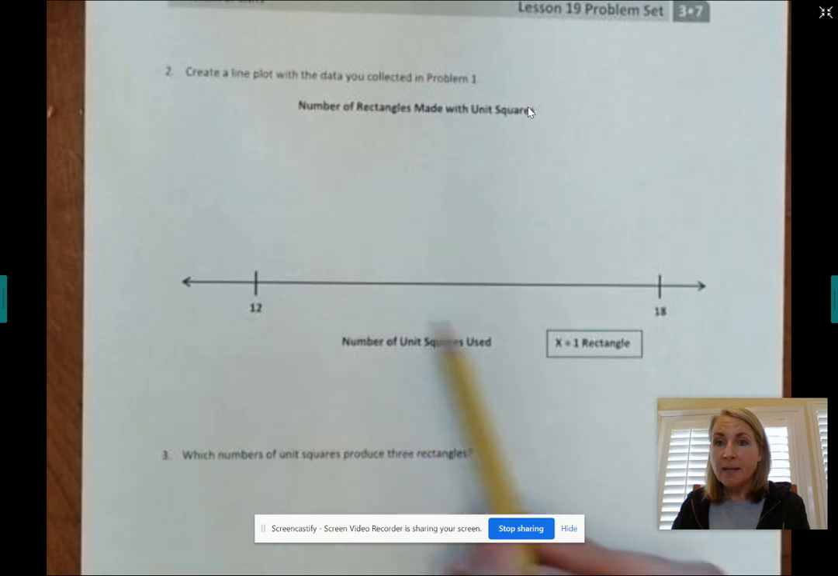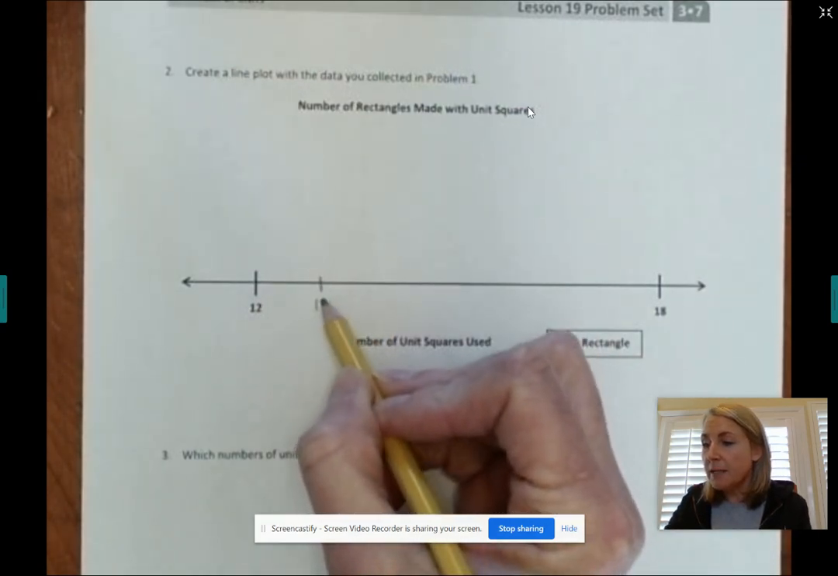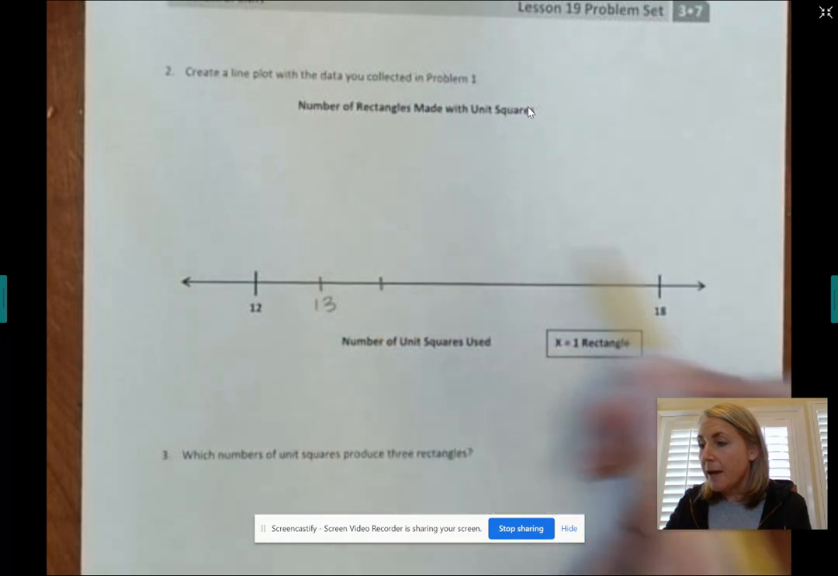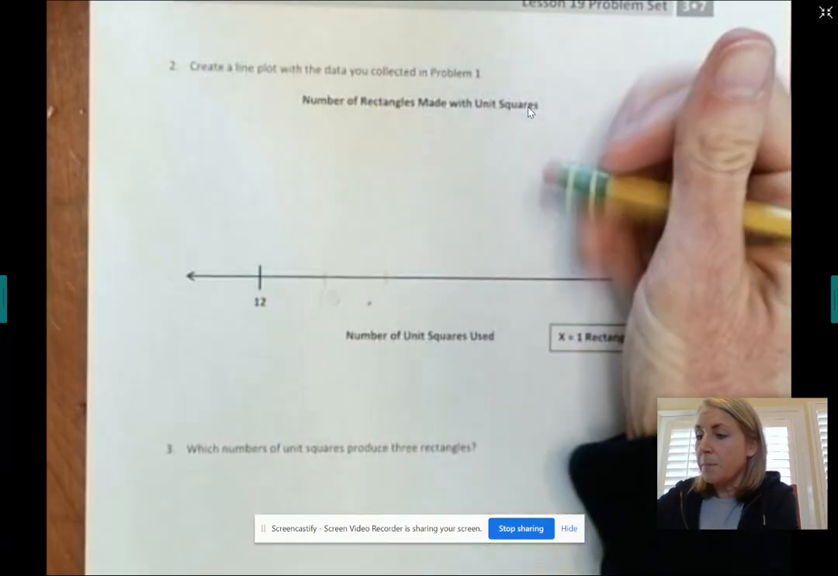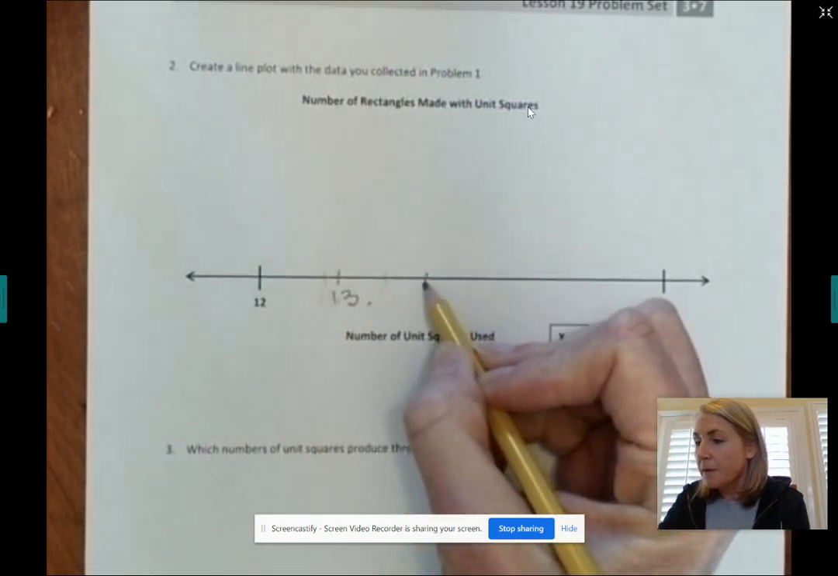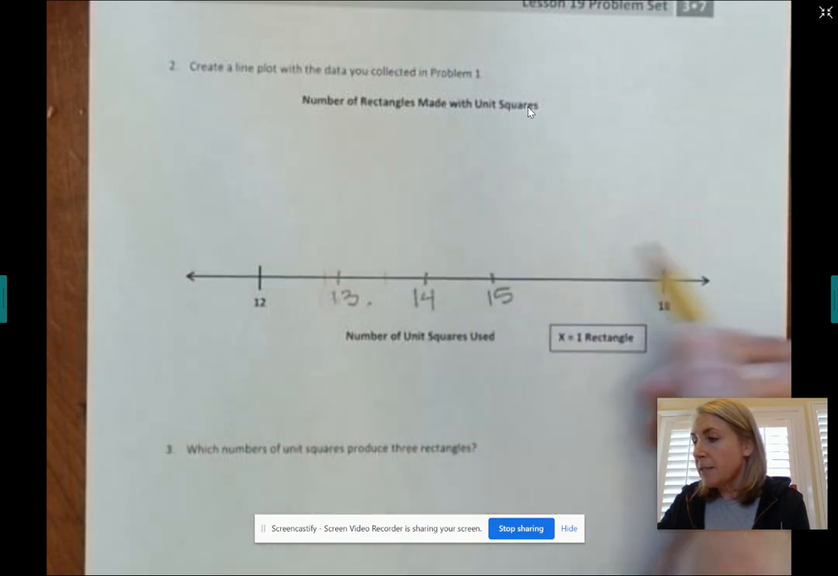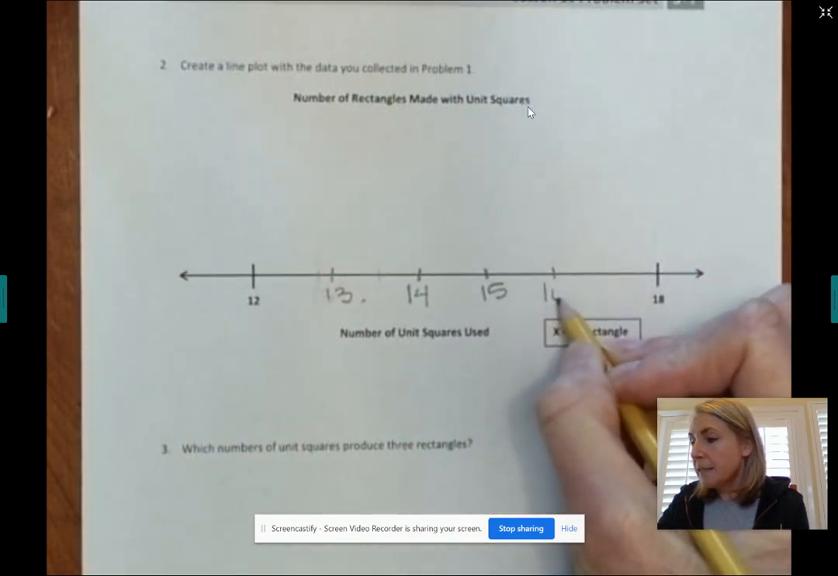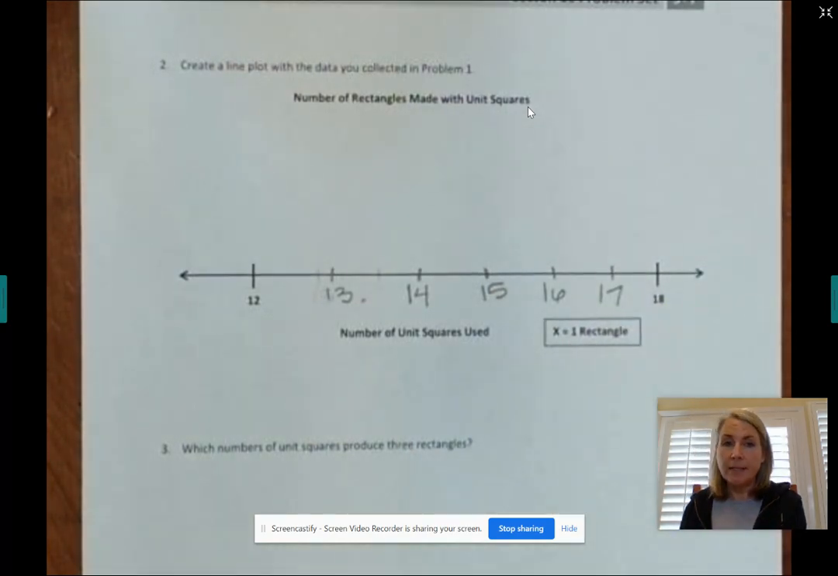So I just have to think, okay, I have to fill this in, right? So I have 13. My spacing probably could be a little bit farther apart here. So I've got 13, 14, 15, 16, 17, 18. All right, not perfect, but not awful.